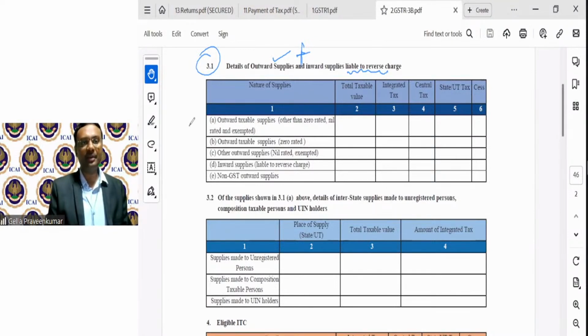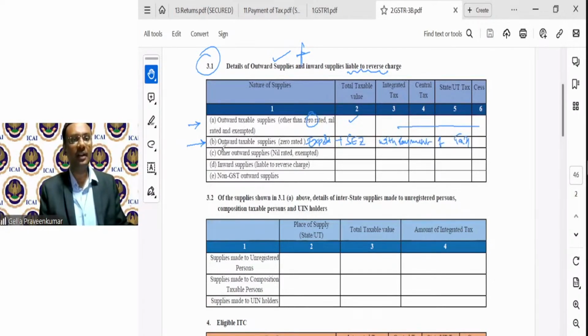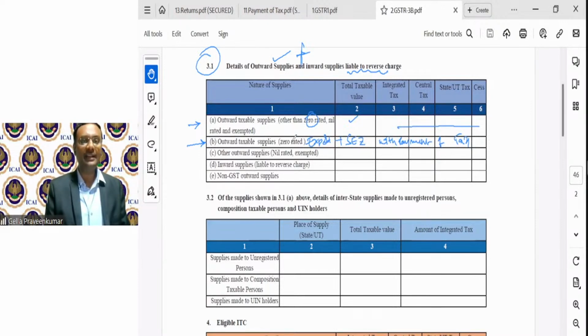Here, table 3.1(a), outward taxable supply other than zero rated, nil rated and exempted. They're saying my taxable value along with tax thereupon. Then outward taxable supply zero rated. Now I have exports, I have SEZ with payment of tax. That information I'm reporting in table 3.1 clause B, outward taxable supply zero rated.